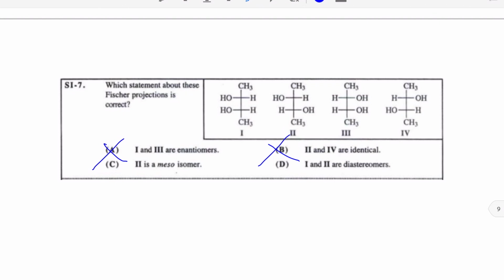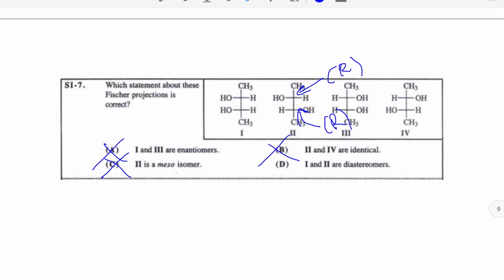At choice C, we find that it says that 2 is a meso isomer. But we find that this choice is also incorrect. Because if you were to assign absolute stereochemical configurations to each one of these stereocenters, what you would get is R at the top and R at the bottom.